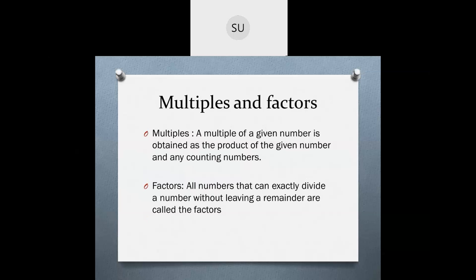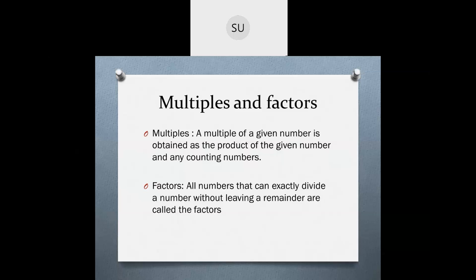Then we studied what are multiples and factors. A multiple of a given number is obtained as the product of the given number and any counting number. So multiples are nothing but your multiplication table. For example, if I take 6, I have 6, 12, 18, 24, 30, 36, and so on as the multiples of 6. Here, how do you get these multiples? 6 ones are 6, 6 twos are 12, 6 threes are 18, 6 fours are 24. So 1, 2, 3, 4 here are counting numbers and 6 is the given number. When I multiply the given number and the counting numbers, you will get the multiples for that number.